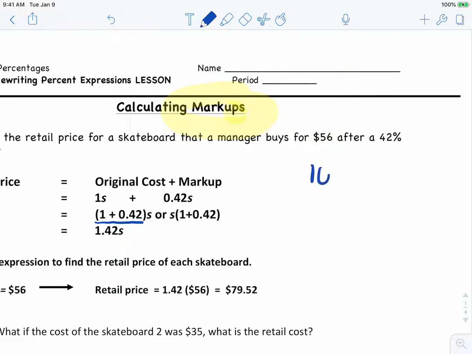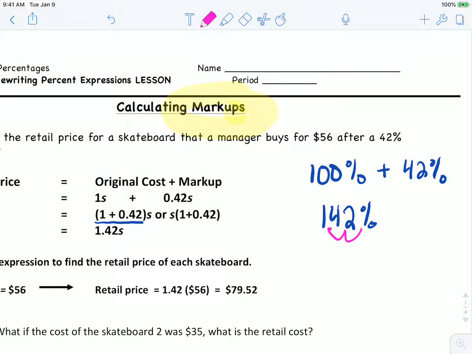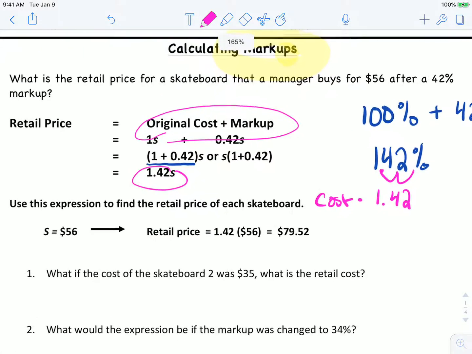So, 100%, we have to pay the whole price, and we have to pay a 42% markup. So we end up paying 142%. Okay? And then when we write this as a decimal, it's going to be 1.42. So that's where they got that 1.42S. And S is the cost, the original cost plus the markup. And then we're multiplying it by the cost. So cost times markup. Okay, so she did it right here.